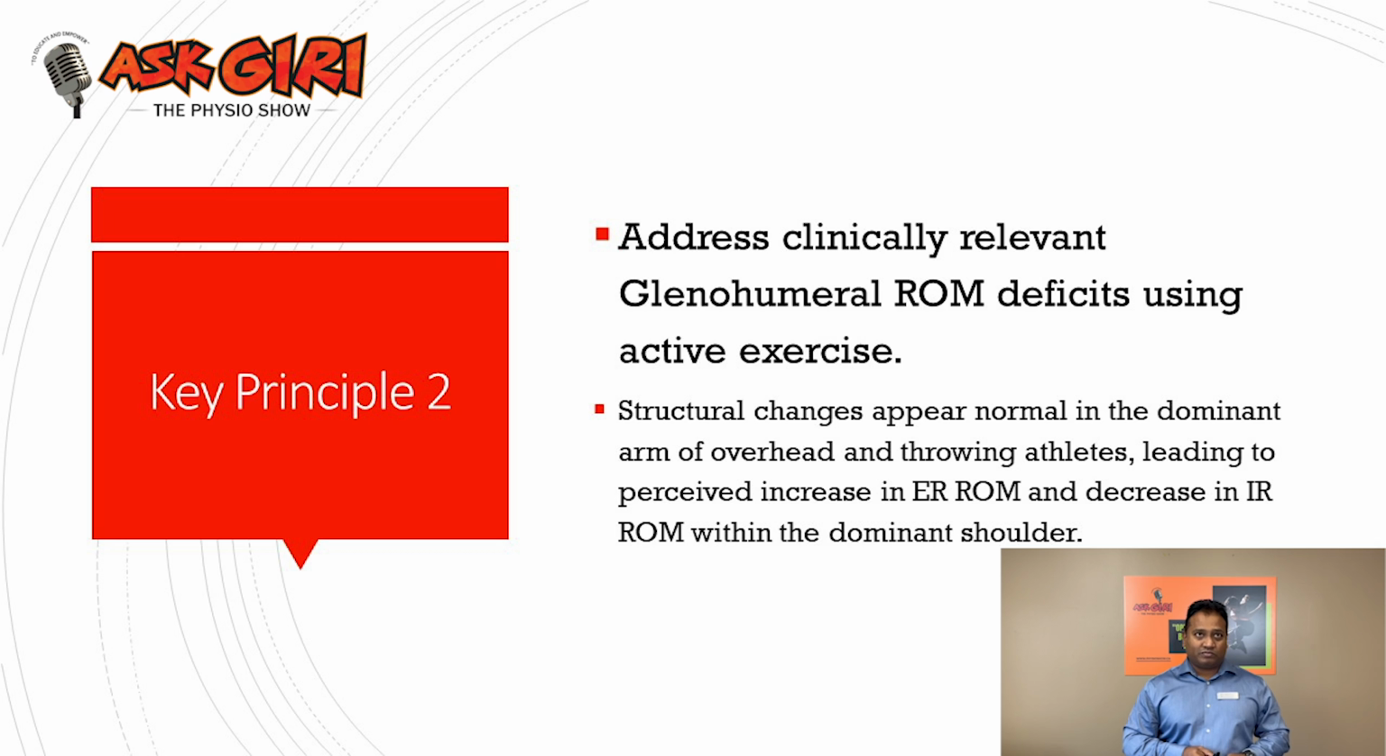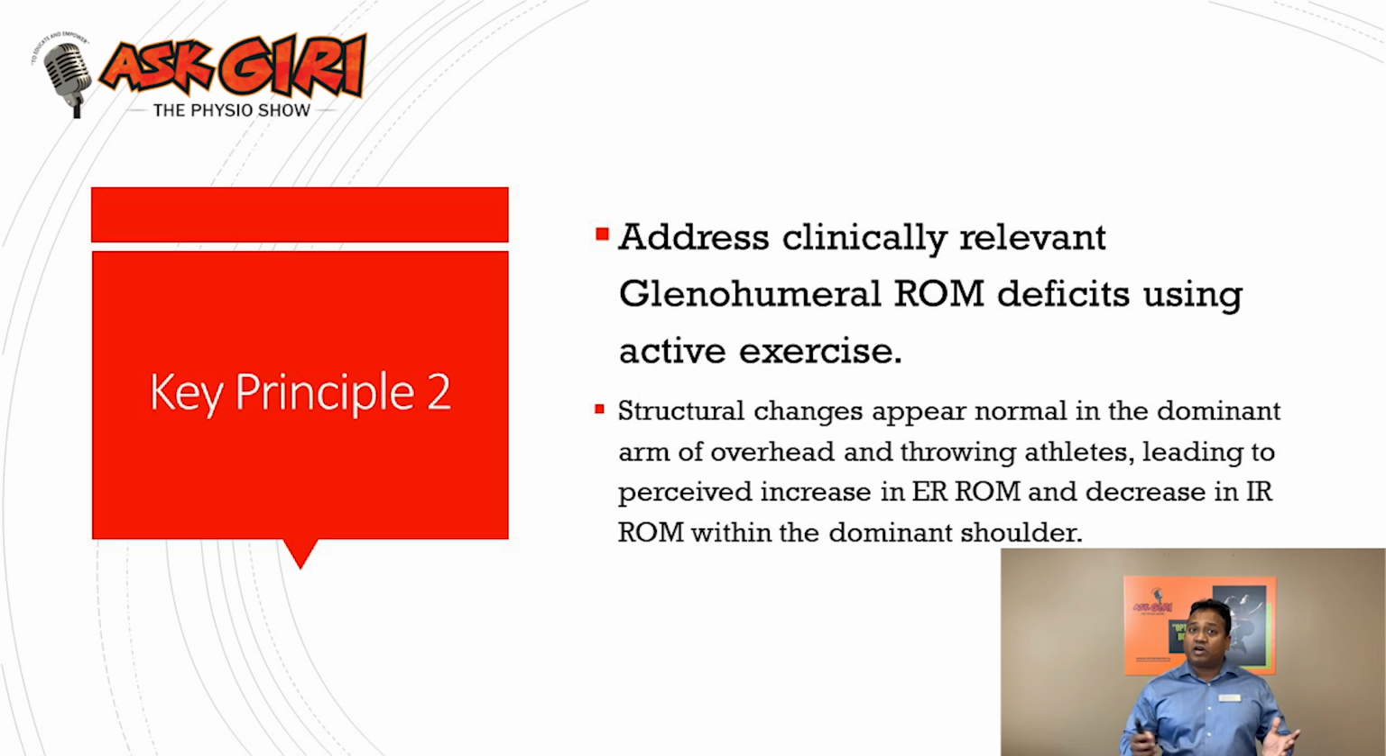Number 2: address clinically relevant shoulder active range of motion deficits using active exercise. That's very important because range of motion deficits are common even in the normal population, right? For people who do overhead sports or throwing athletes, we'll have excessive external rotation and limited internal rotation. There are terms for it. ERG, they call it external rotation gain. They might have more external rotation.